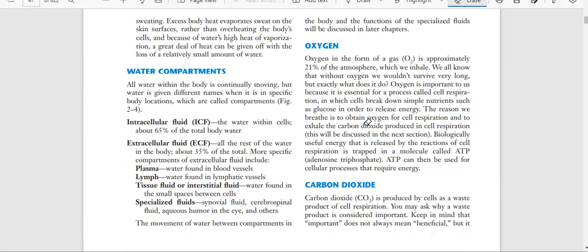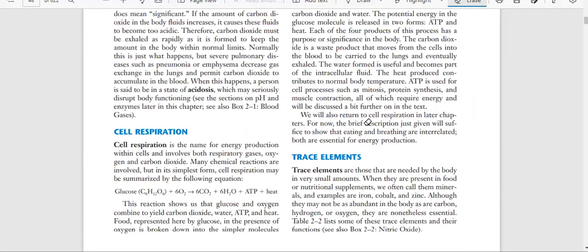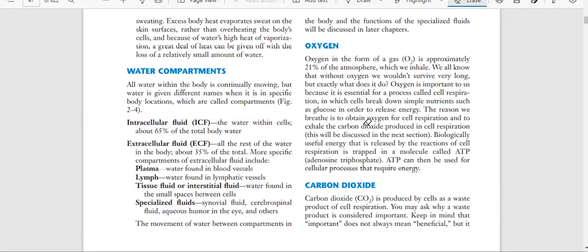Next, we will talk about oxygen and carbon dioxide. After that, we will conclude our class today. Oxygen is a gas in our environment. 21% of the atmosphere is oxygen, which is inhaled by every human being.